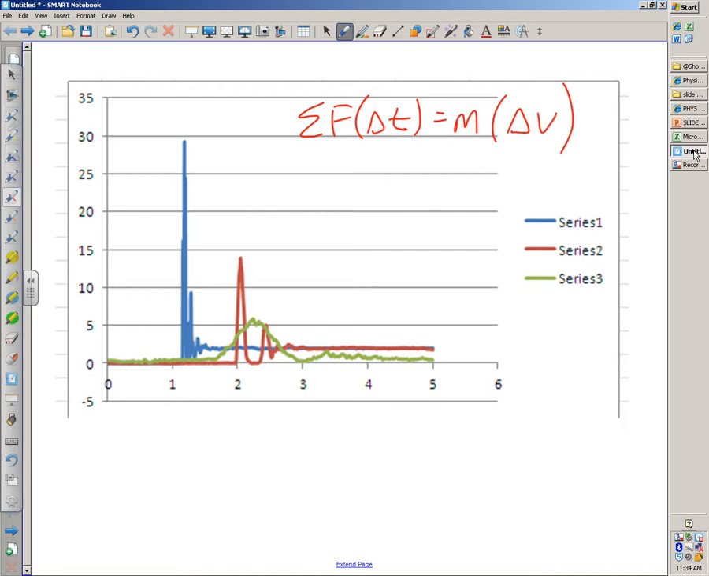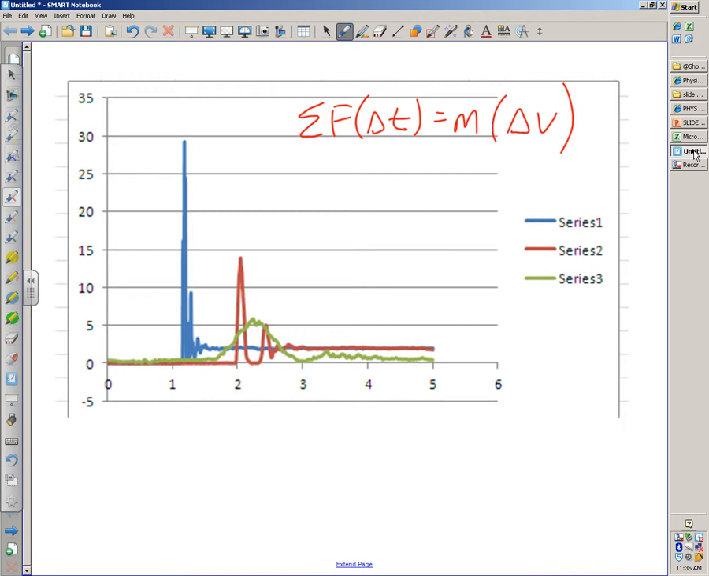Okay. For the red one, what do we see about the force value? About half, okay, but definitely smaller, yes? But what do we see about this peak, though? How wide is this one? It's a longer time. Did we accomplish the same thing with the rubber band that we did with the string?